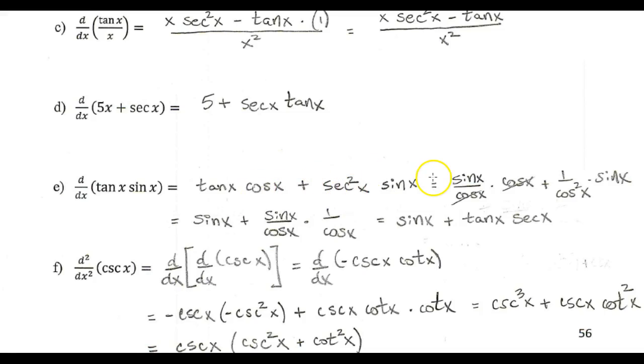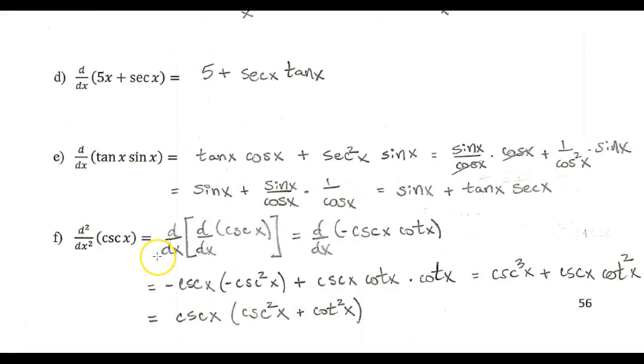Then, if I want to simplify this a little bit, because sometimes in your homework you need to simplify and put it in its most simplified form, notice that tangent of x is sine x over cosine of x. So sine x divided by cosine of x times cosine of x, the cosines cancel, and I'm left with sine x. Secant squared x is the same thing as 1 over cosine squared x, times sine x. So I can split that up as sine x over cosine of x times 1 over cosine of x, and that's tangent of x times secant of x.